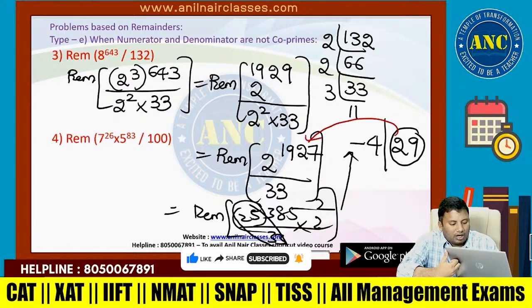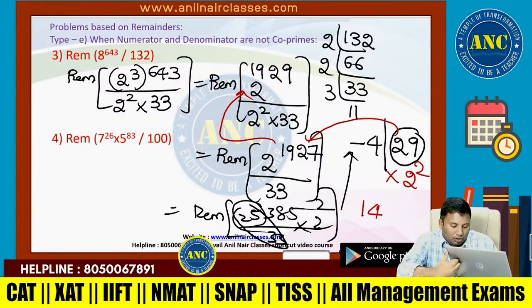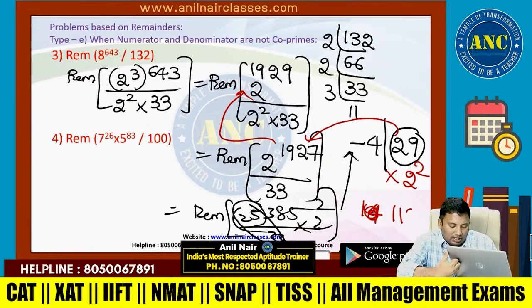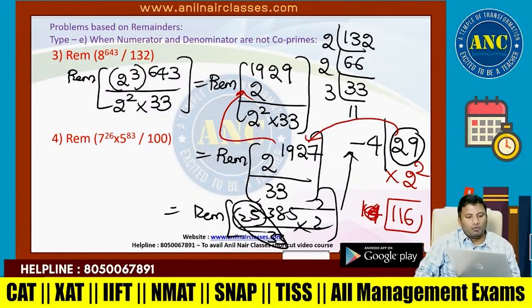But I want the answer for 2 power 1929, which is 2 power 1927 into 2 square. 29 into 4. Answer for this question is 116. Listen carefully to every problem.